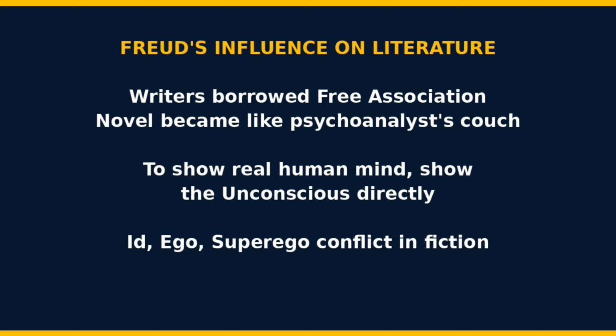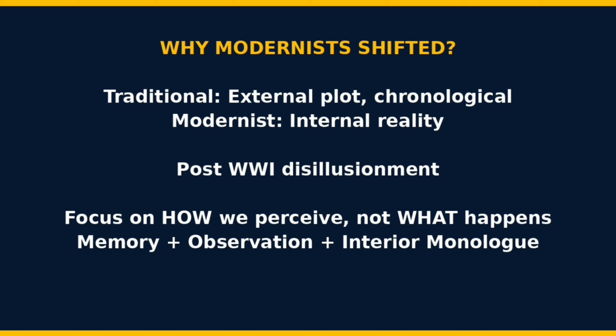I already told you, writers borrowed free association. The novel became like a psychoanalyst's couch to show the real human mind, to show the unconscious directly: the id, ego, superego conflict in fiction. Why did modernists shift? Traditional fiction was plot-driven and chronological; modernists focused on internal reality and post-WWI disillusionment, on how we perceive, not what happens: memory, observation, interior monologue.